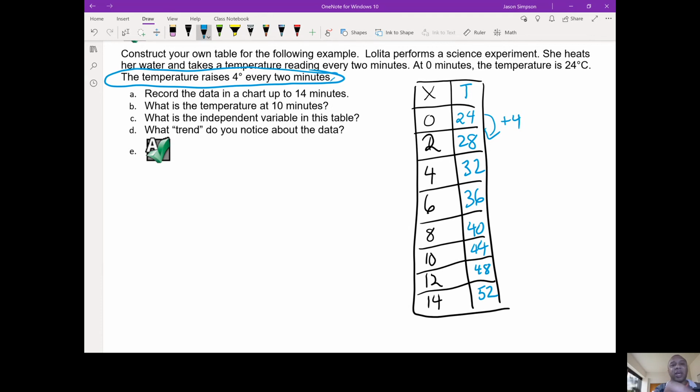Now, based on that, you can answer these basic questions. We just finished the first part. We figured out our table, and now, what's the temperature at 10 minutes? At 10 minutes, our temperature is 44 degrees Celsius. What's the independent variable of the table? The independent variable is this one here. This was our X variable, and we said that this was the time.